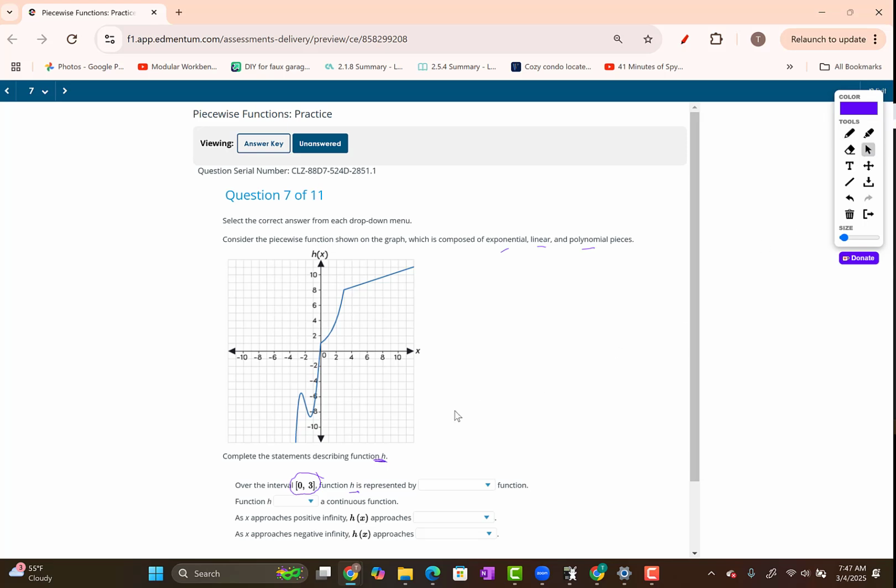So first off, let's look at what the options are. The options are linear, square root, exponential. I encourage you, if you forgot what a linear function looks like, search it up, Google it. A linear function, I'm just going to call L, is just a straight line.